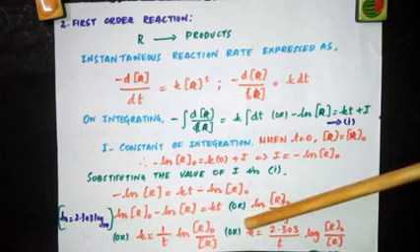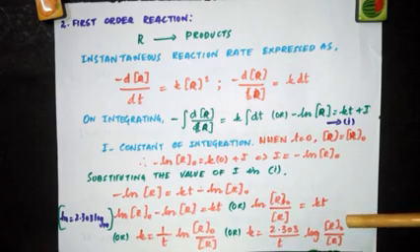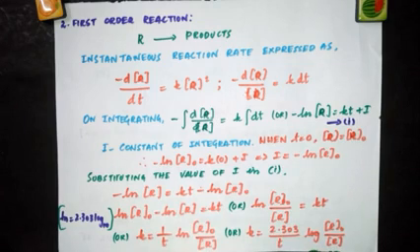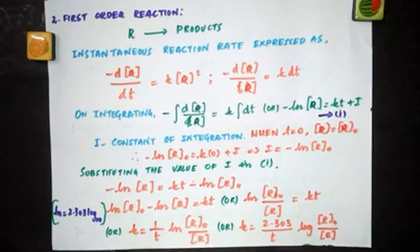What is k? Rate constant. t is the time taken. R naught is the initial concentration of the reactant, and R is the concentration of the reactant at any time t. Anytime t. This equation can also be written in an alternate form.